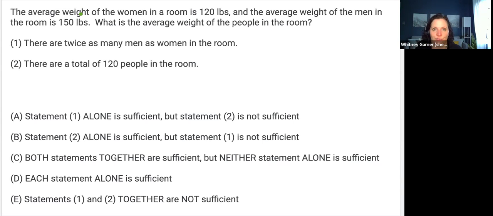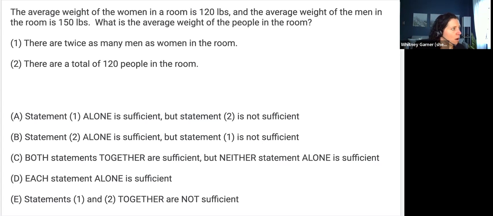Well, here's what we know now. In order to have the answer to this question, all I need to know are the relative proportions. I don't actually need to know how many men and how many women. I just need to know how many there are relative to one another. Are they the same? Are there twice as many, half as many, right? Like, what's that ratio? Statement one gives me the ratio, that the ratio is 2 men for every 1 woman.